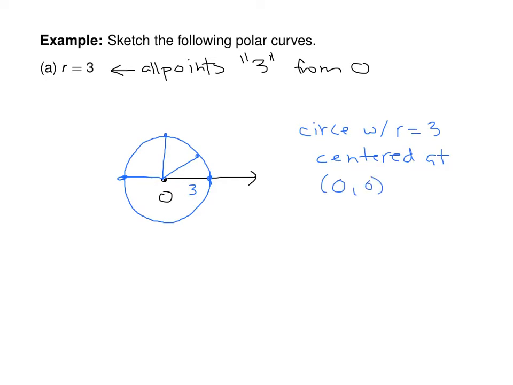And you can confirm that using the conversion formulas. We know that r squared is equal to x squared plus y squared, and since r is 3, we have 3 squared equals x squared plus y squared, which is the formula for a circle of radius 3 centered at the origin.